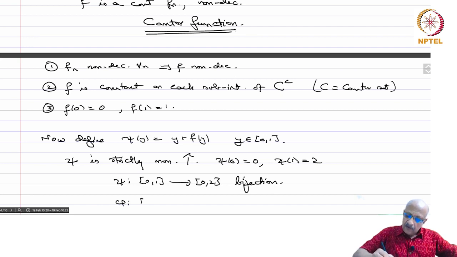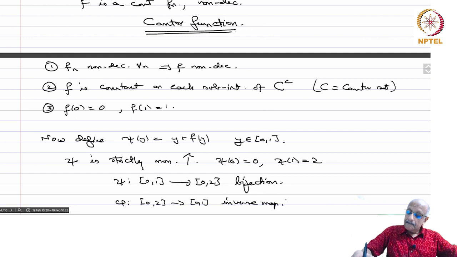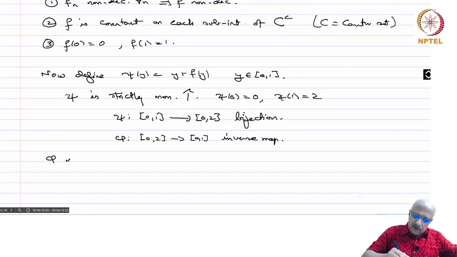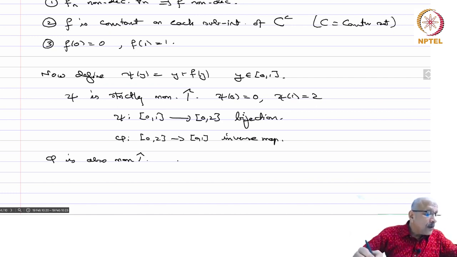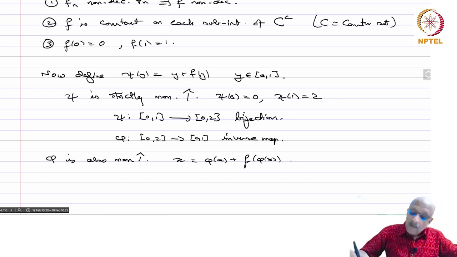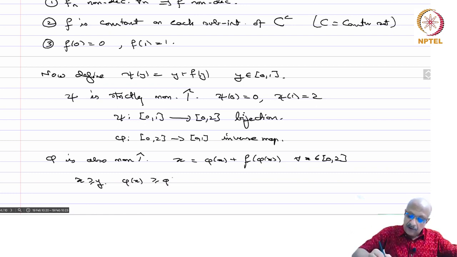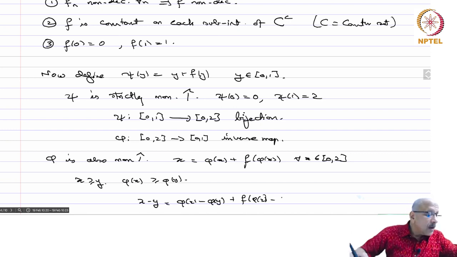So we have phi from [0,2] to [0,1], the inverse. Then phi is also monotonically increasing. Okay, and you have that x equals phi(x) plus f of phi(x), for every x in [0,2], because phi is the inverse function. Now if x is bigger than or equal to y, then you have phi(x) is greater than or equal to phi(y), okay, and x minus y equals phi(x) minus phi(y) plus f of phi(x) minus f of phi(y).